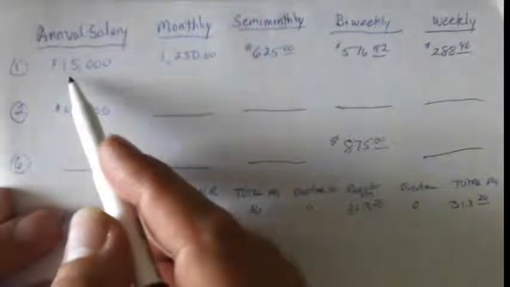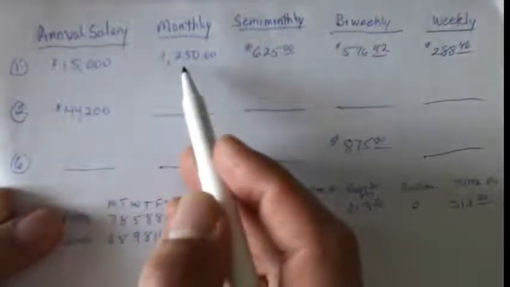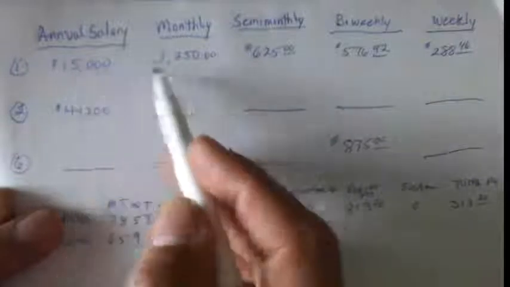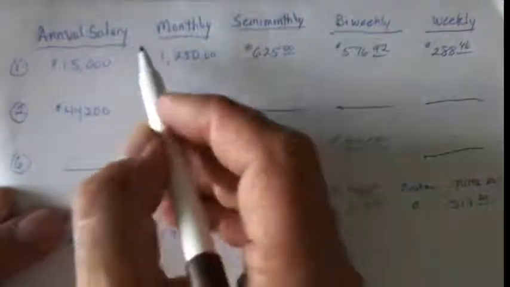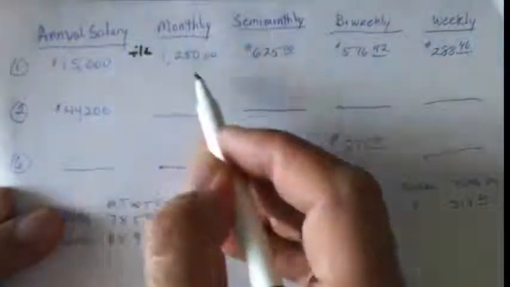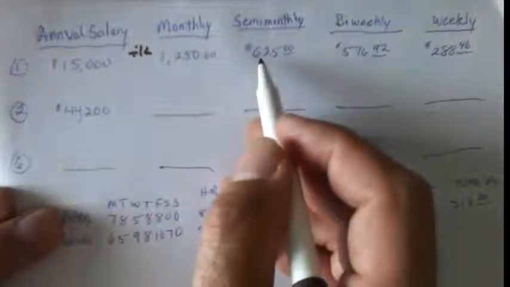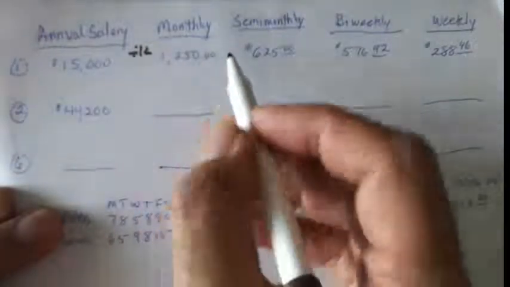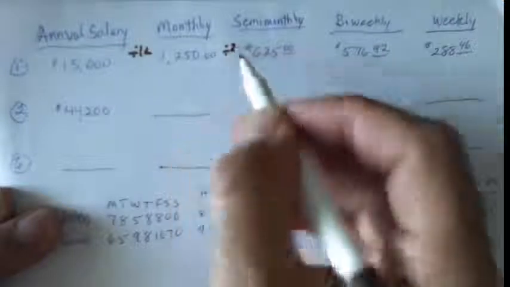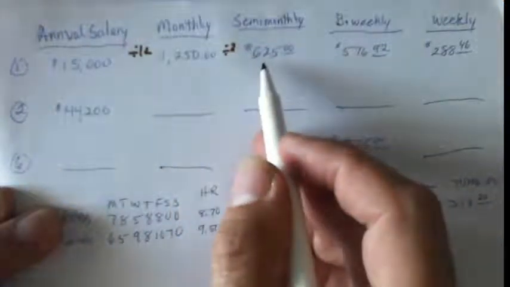Annual salary is $15,000. Well, monthly, you simply divide your annual by 12. So that's pretty straightforward. Semi-monthly then would be half of that, so again, you're just going to divide that by 2 in order to get your semi-monthly.